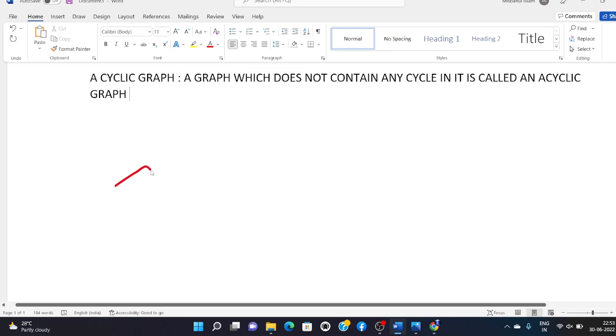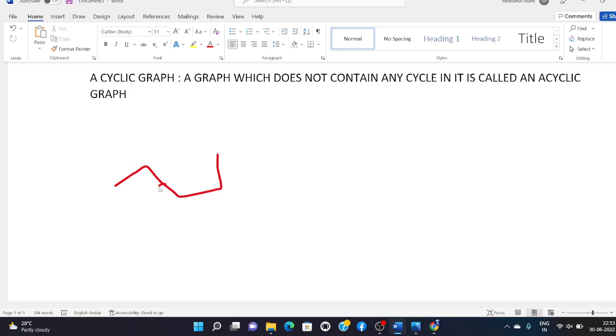For example, it is an acyclic graph. Example: it is A, and it is B, and it is C and it is D, E, F, and it is G. It is an acyclic graph structure.